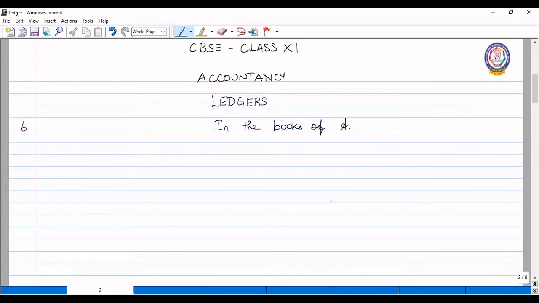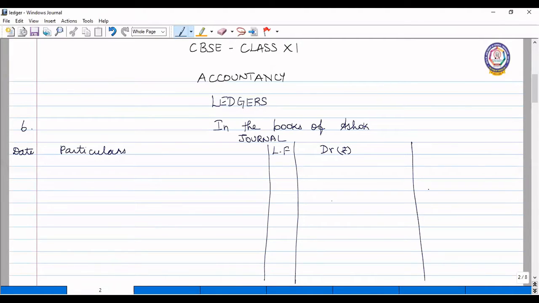In the books of Ashok, journal. Debit amount and credit amount. Now first transaction is the opening balances given. Okay, so on 2020 April 1 we have to pass the opening entries with the balances given.